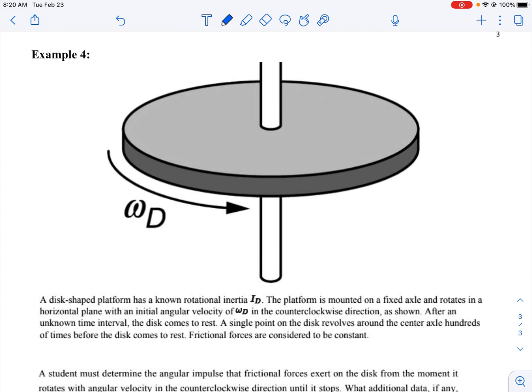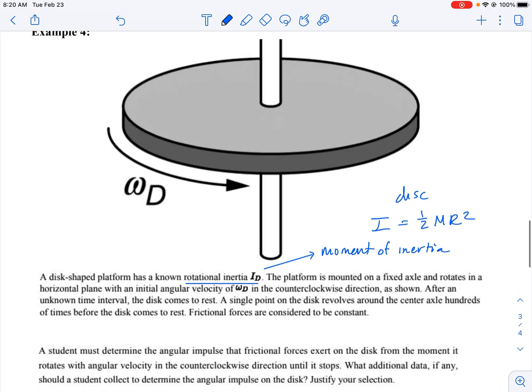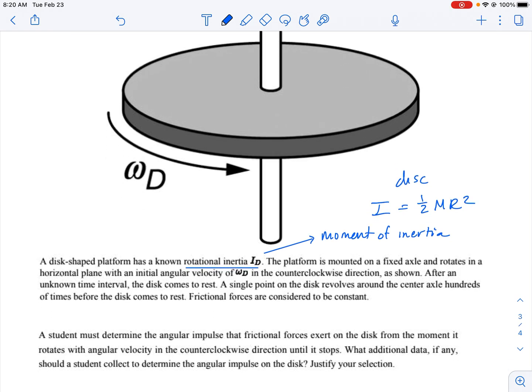Let's look at one more example. These are from the College Board AP classroom topic questions. A disc-shaped platform has a known rotational inertia I_D. Rotational inertia is another way of saying moment of inertia, and again, they're using the symbol I. For a disk, I is 1/2 mr squared. The platform is mounted on a fixed axle and rotates in a horizontal plane with an initial angular velocity, omega_D, in the counterclockwise direction as shown.